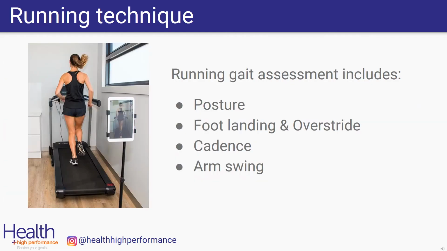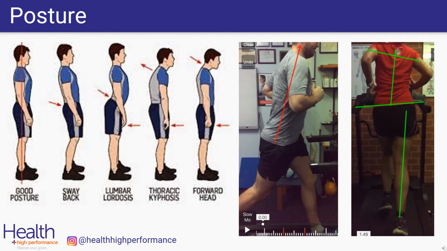With the running gait assessment, analysis can be performed of many characteristics, including things like posture, foot landing and overstride, cadence and arm swing. One of the first things we assess with running technique is posture. Common faults we see here are bending forwards too much, as seen in the middle image, and the pelvis dropping excessively, as seen in the image on the right. A cue we often use to correct excessive forward bending is to imagine there is a string attached to your head and lifting you up tall.